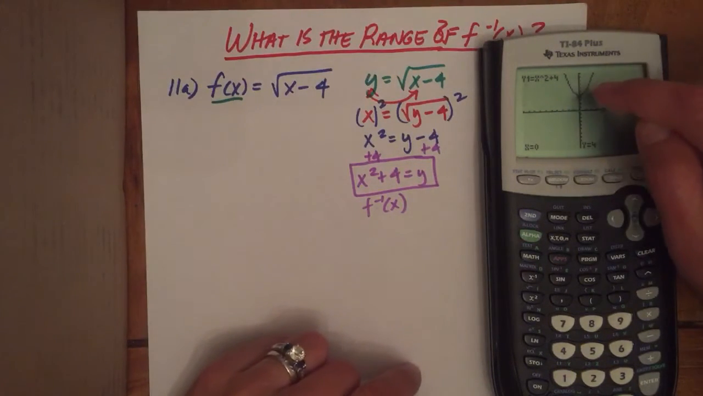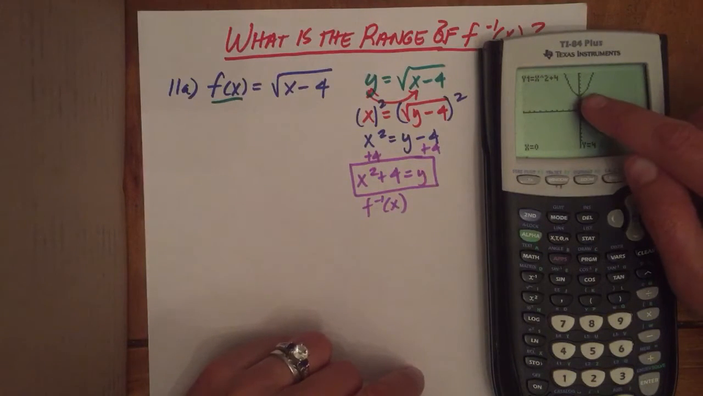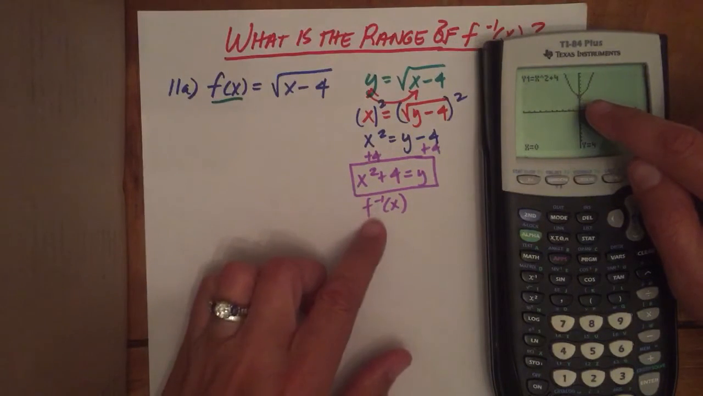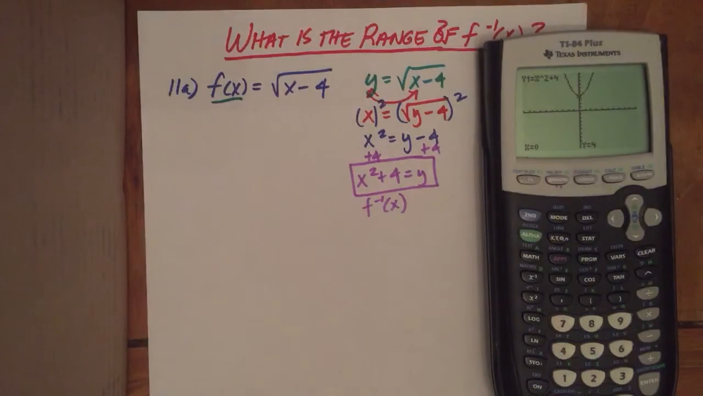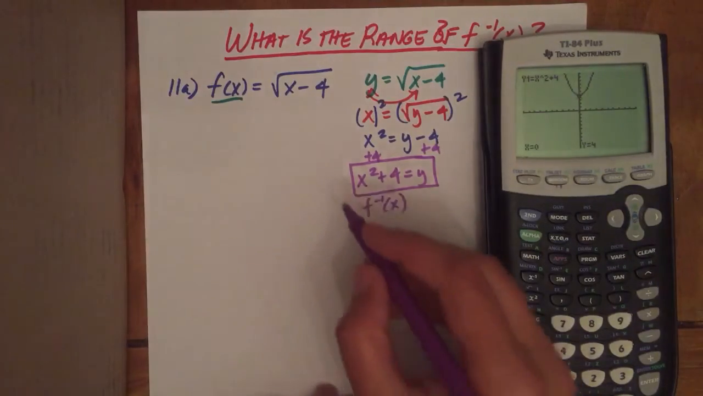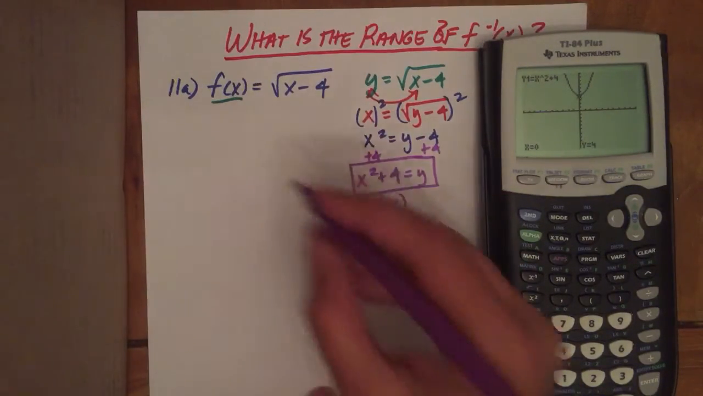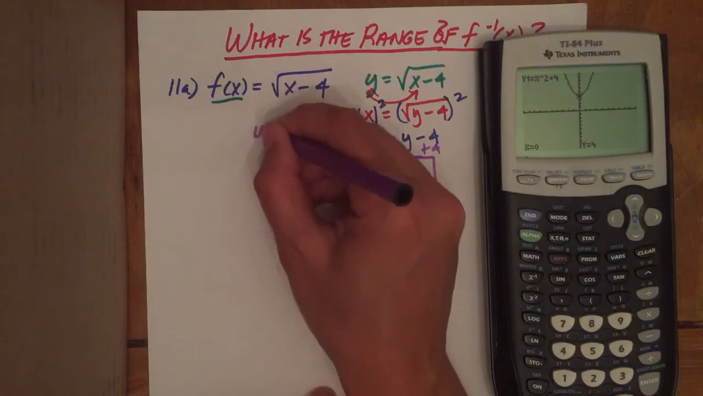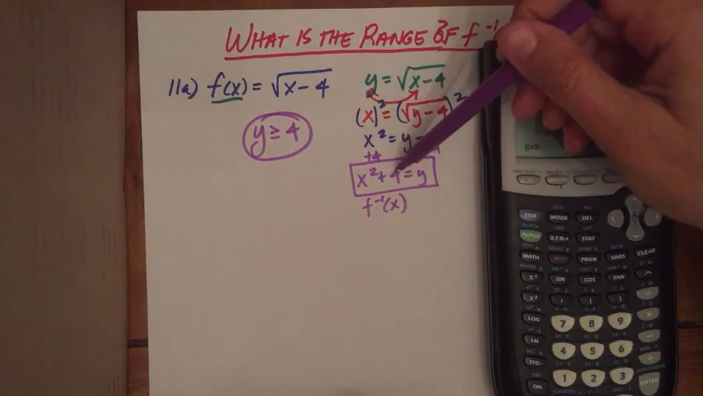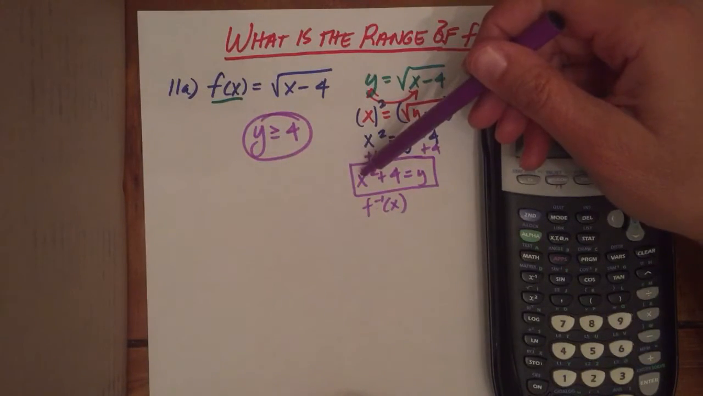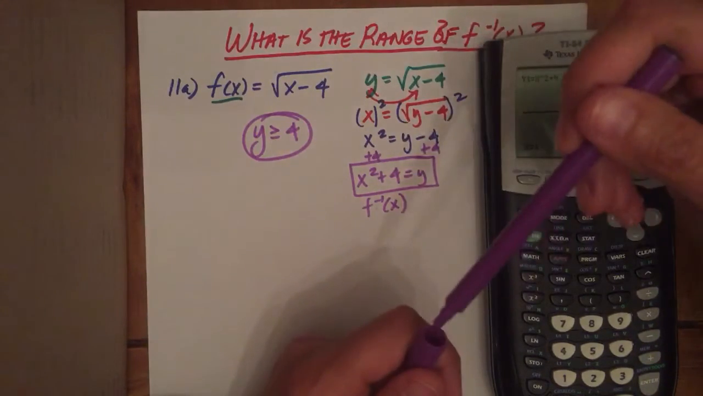Well, the range is your y values. If I look at the graph here, it's everything from 4 up, because that is going to be your vertex. So your range for your inverse is going to be y must be greater than or equal to 4, because that's the smallest y can be. What's the smallest x could be? 0. So 0 plus 4 is y, so that's the smallest it can be.